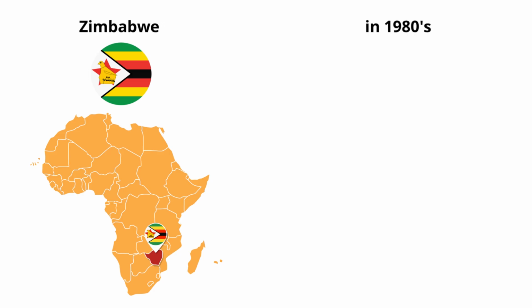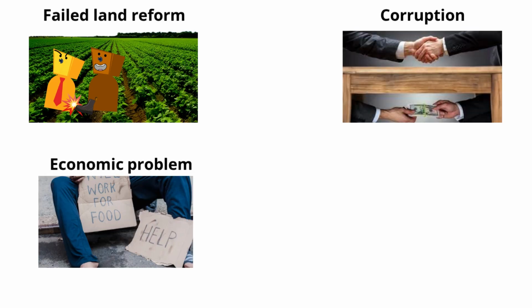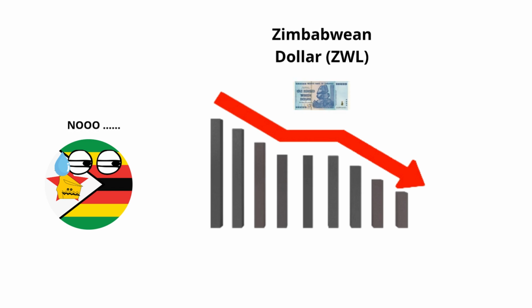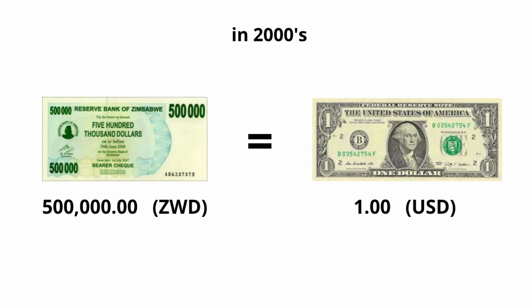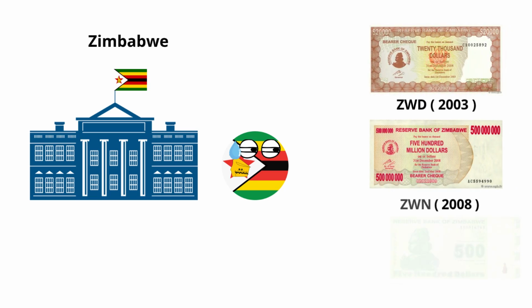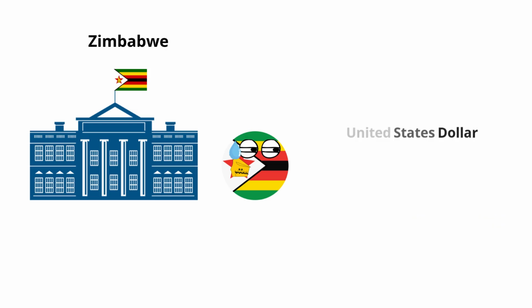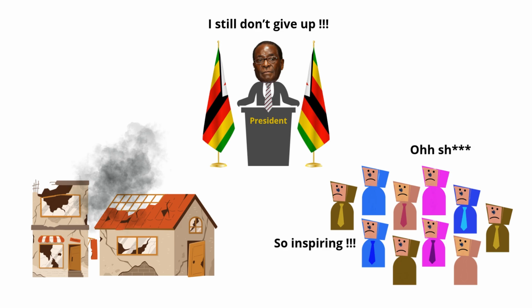In the 1980s, 1 Zimbabwean dollar equaled 1.35 US dollars, worth even more than the US dollar. But because of bad land reforms, corruption, economic problems, sanctions, and printing too much money, the Zimbabwean dollar collapsed. By the 2000s, 1 US dollar equaled more than 500,000 Zimbabwean dollars. The government tried changing the currency many times, but it didn't work. In the end, they started using more stable money like the US dollar and the South African rand. Today, Zimbabwe is still trying to bring back its own currency, so at least they never gave up.